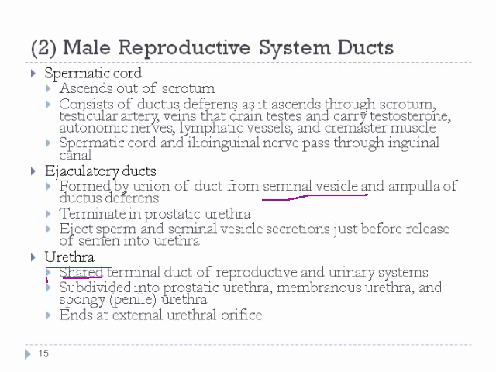We can subdivide it into the prostatic urethra, which is the part of the urethra that goes through the prostate, the membranous urethra, which is the part that goes through some of the ejaculatory ducts, and then the spongy or penile urethra, which is the part that actually goes through the penis. And the urethra ends at the external urethral orifice.